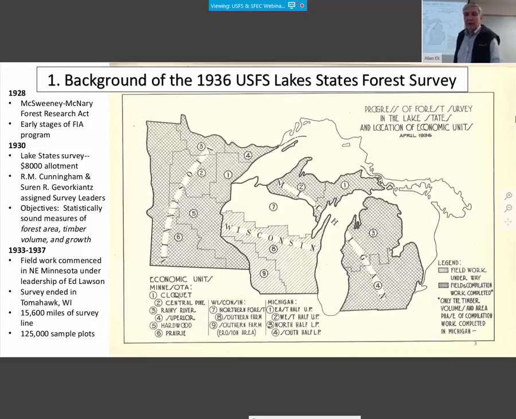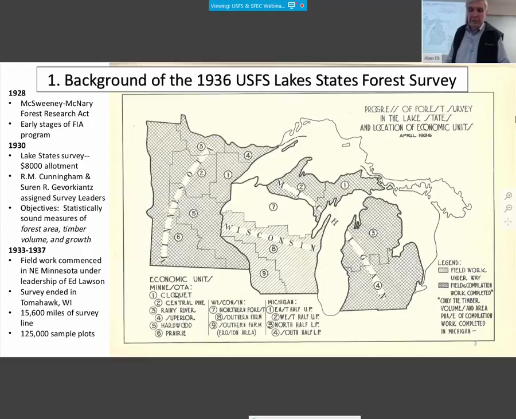They had $8,000, and R.M. Cunningham and Søren Gevorkians were assigned as the survey leaders. Their objective was statistically sound measures of forest area, timber volume, and growth. Those are really smart, organized people, and they were very keen to provide information to help society develop and function better. The work commenced in 1933, and it went on, in terms of wrap-ups, into 37.